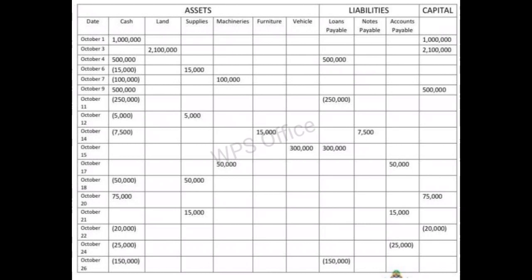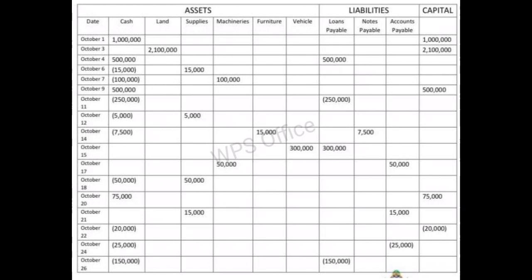On October 6, purchased supplies worth 15,000 cash. So we can see the 15,000 under the supplies and the negative under the cash as it was purchased. On October 7, purchased machineries worth 100,000 pesos. So we can see the negative under the cash and the 100,000 pesos under the machineries. On October 9, the owner invested an additional 500,000 cash. So we can see the 500,000 under the cash and also in the capital. On October 11, the owner paid half of the bank loan.